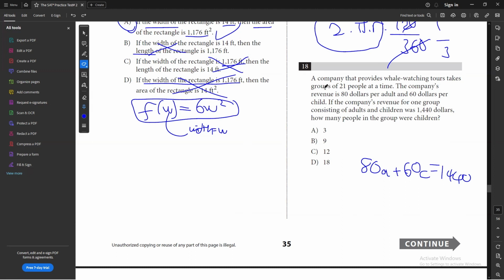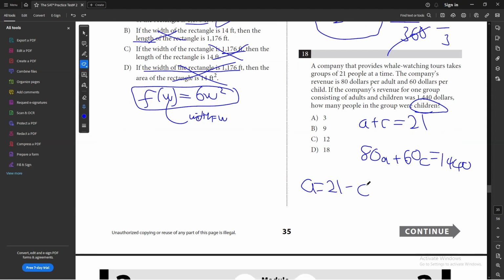So if we want the children, basically it says there's 21 people. So we have adults and children. So A plus C is going to be equal to 21. So we have two equations which we have to solve for. Since it's asking for the children, we're going to say A is equal to 21 minus C. I subtracted C from both sides from this equation. And after that, we just plug this wherever we see A, because there's two variables in this equation and we can solve a two variable equation.